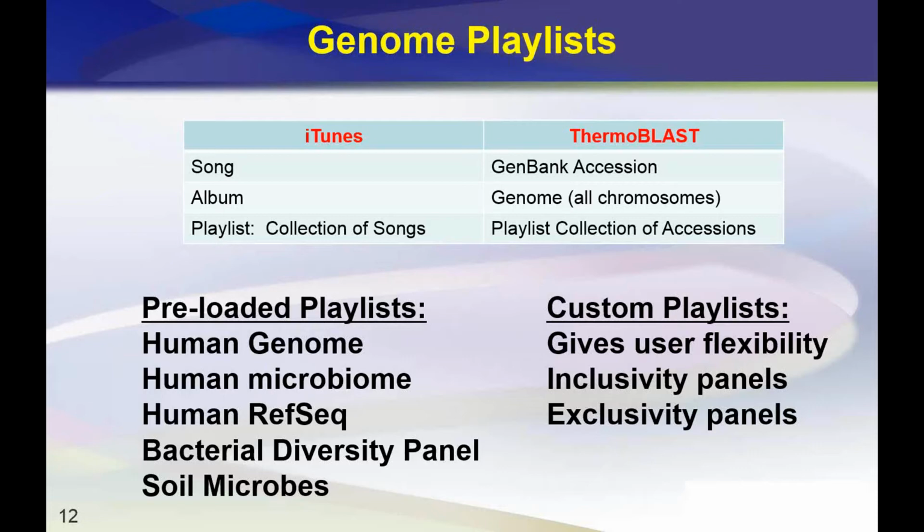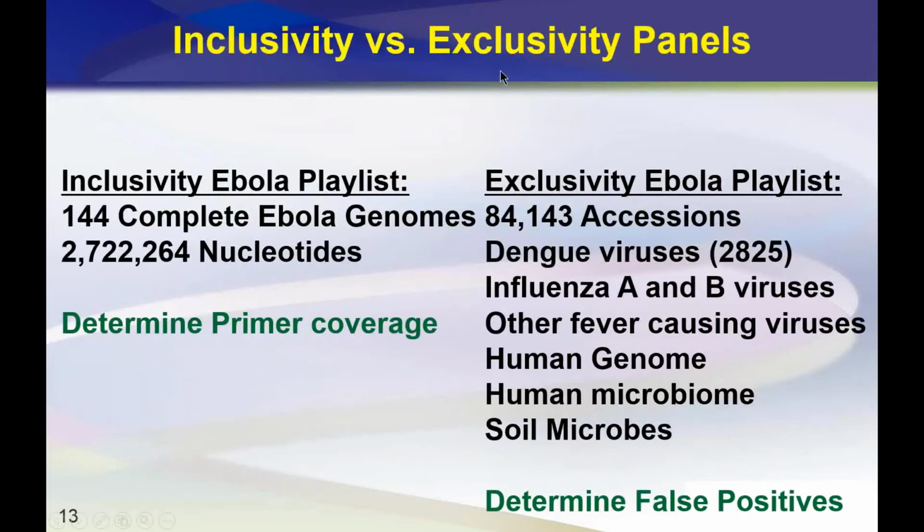So for example, if you want to design a set of primers that bind to all of the sequence variants of Ebola and yet not bind to anything else, then you can make an inclusivity panel including all the known Ebola sequences and make an exclusivity panel against everything that you would not want those primers to bind to. For example, you would not want Ebola primers to bind to any influenza A variants, which are a common thing seen in the clinic. All right, so this is the concept of an inclusivity versus exclusivity panel. I'll be showing you a demo that shows some of this.